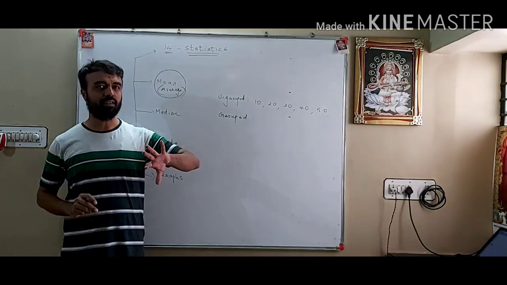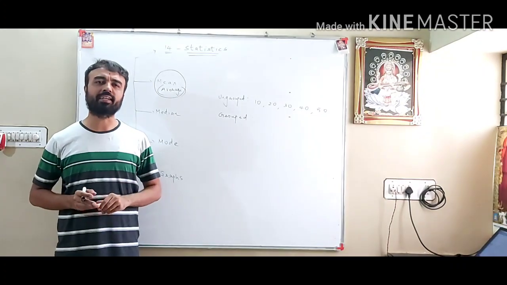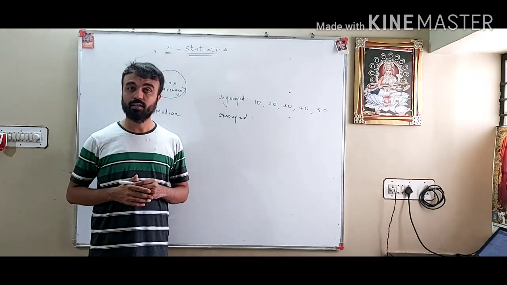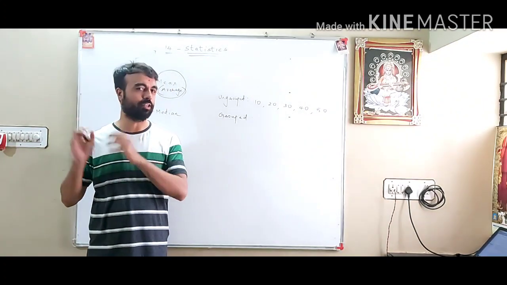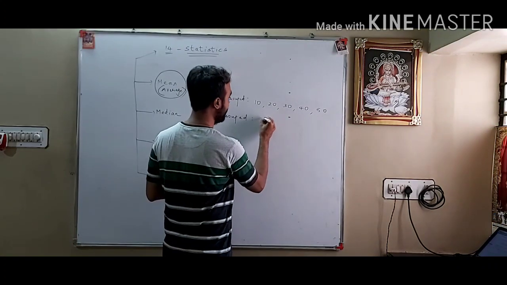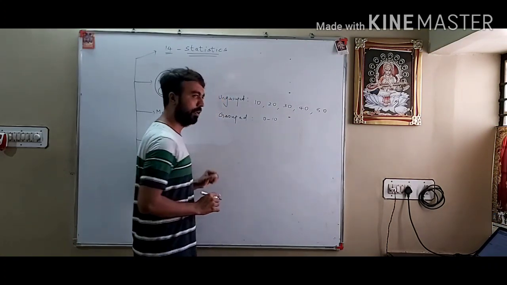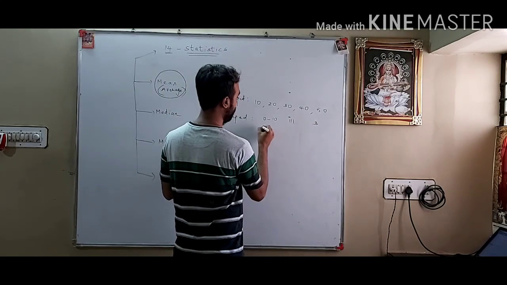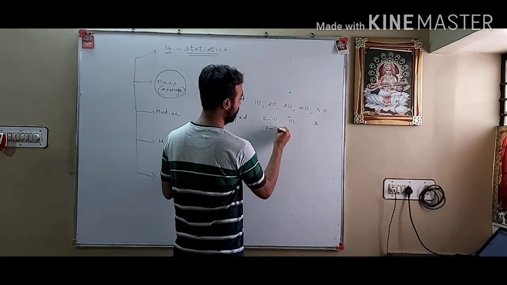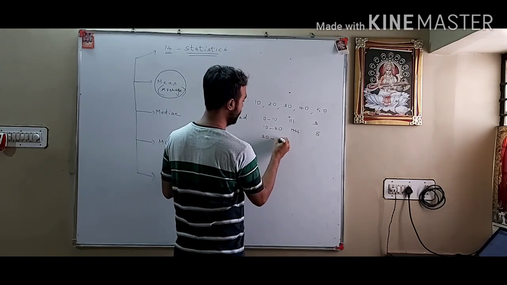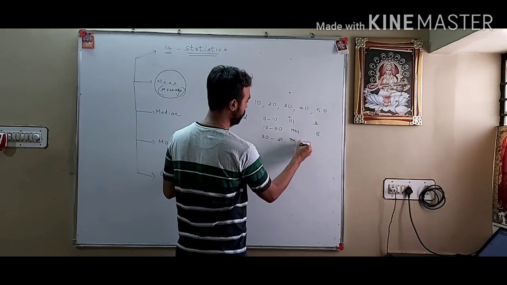if you remember your lower standards, there was something called a frequency distribution table. In classes 7th, 8th, 9th, you were learning this frequency distribution table. Over there, you were writing something of this type. From 0 to 10, you have 3. From 10 to 20, you have suppose 5. From 20 to 30, for example, suppose you have 8.